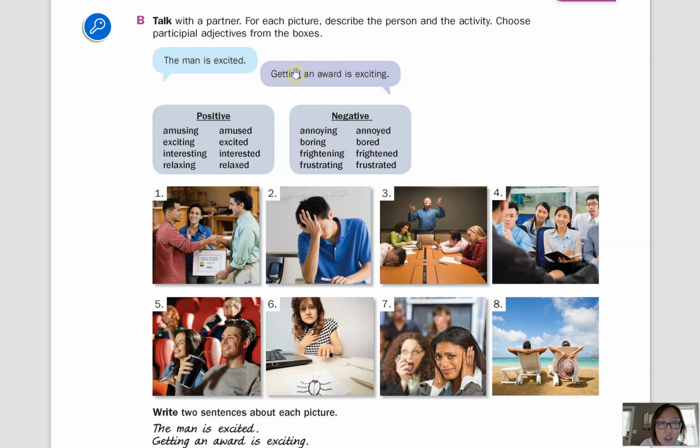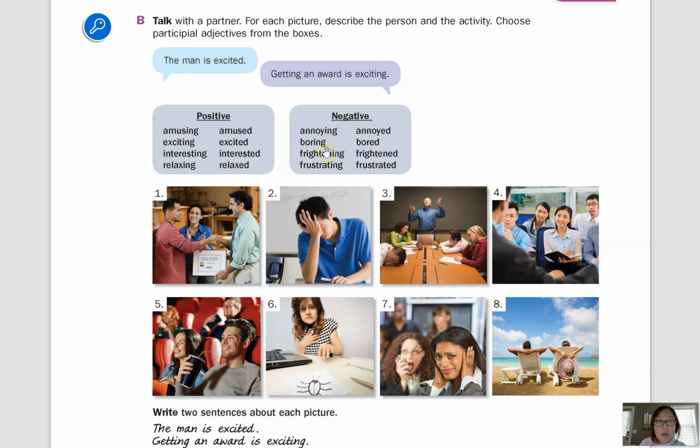You can see that this is actually a gerund, and this is a noun phrase, getting an award. So nouns are things or people or places. So this is a thing. Getting an award is exciting, ing. Okay, so we use the word exciting and excited. So the rest of these words will fit into one of these categories, one of these pictures. Some will be positive and some will be negative.